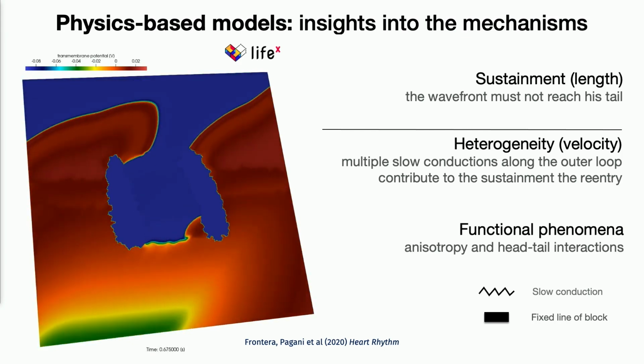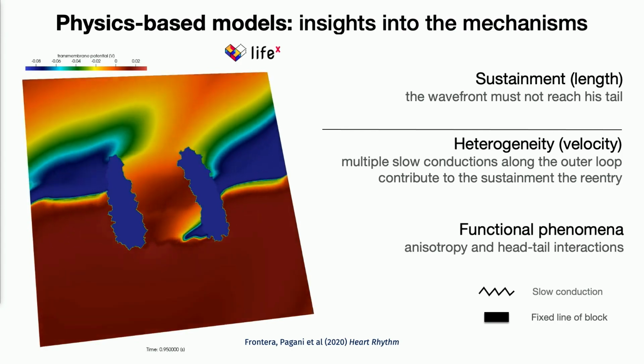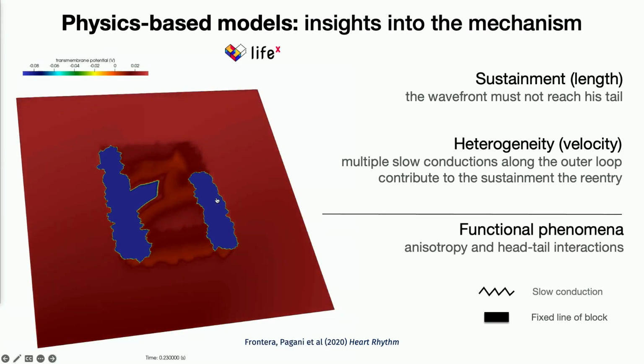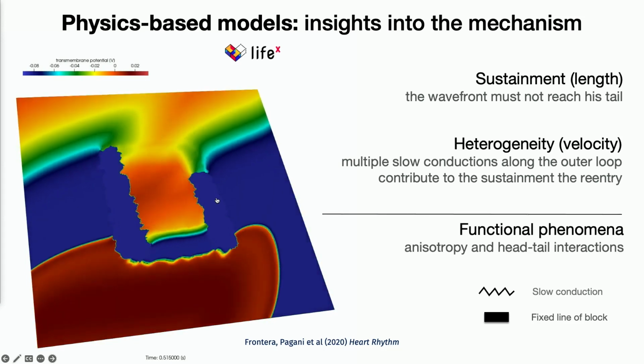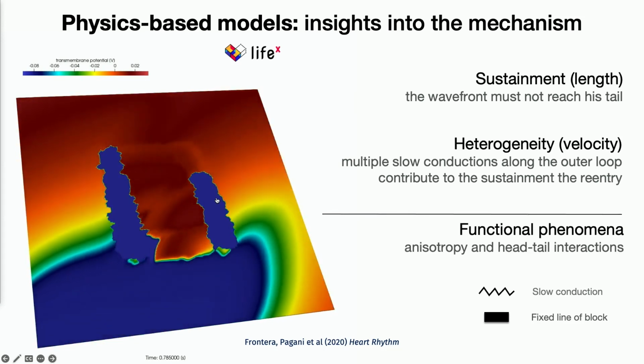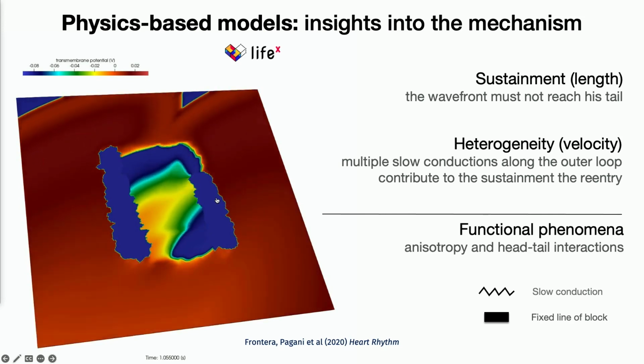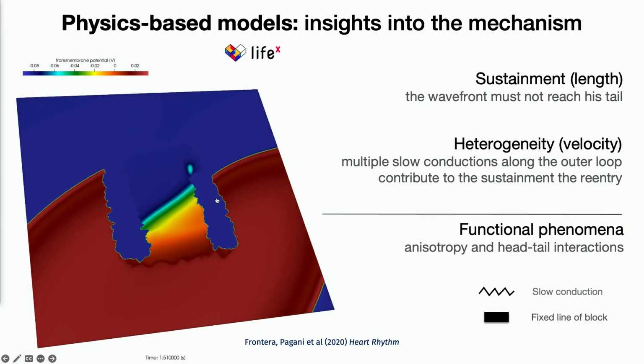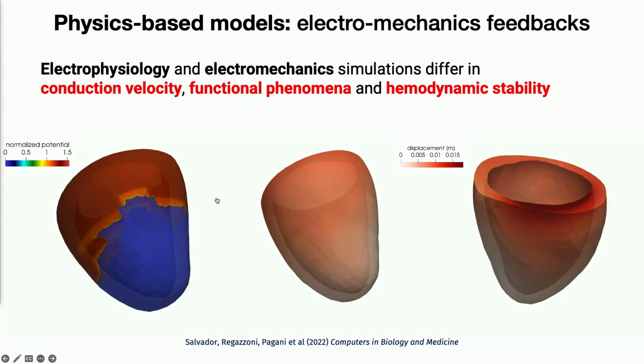Circuits can develop in a smaller isthmus thanks to the longer time employed covering the outer loop. Finally, along with anatomical obstacles, VT circuits can also exhibit functional slow conduction and lines of block, which are dynamic characteristics. Here you see a functional prolongation of a line of block.